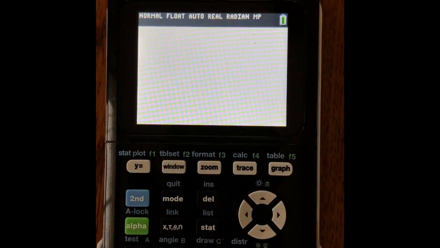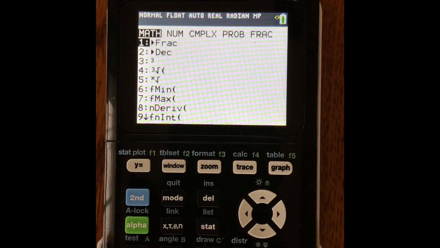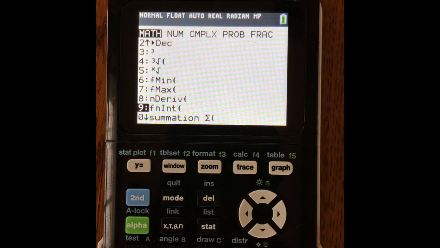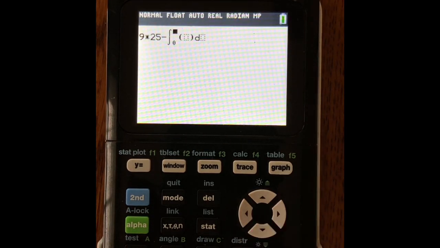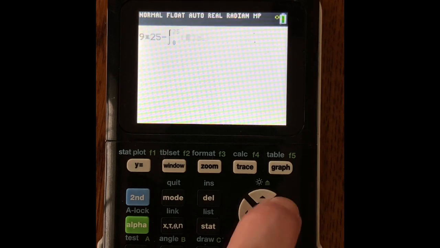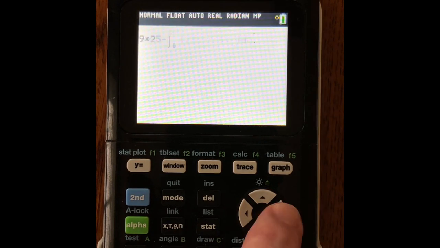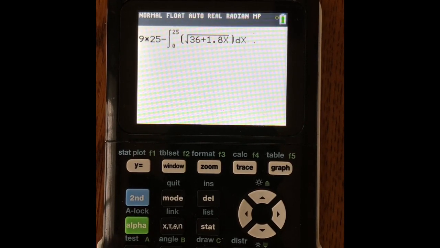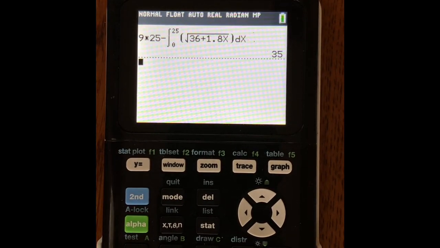So we do 9 times 25 minus what? Hit the math button and then go down to your fnInt right there. Let's put in our limits of integration. So 0, right arrow, 25, right arrow, and then the square root of 36 plus 1.8x. We are integrating this with respect to x. All you have to do now is hit the enter button and we get 35. So let's go ahead and write 35 on our paper.